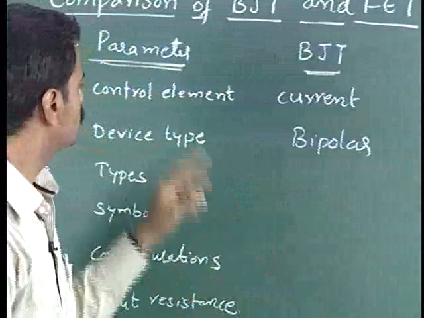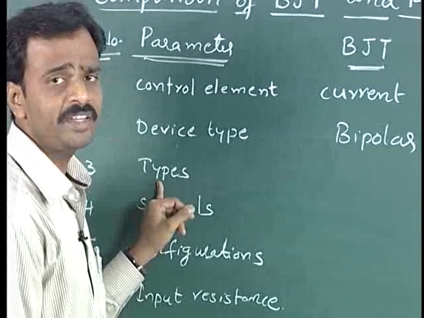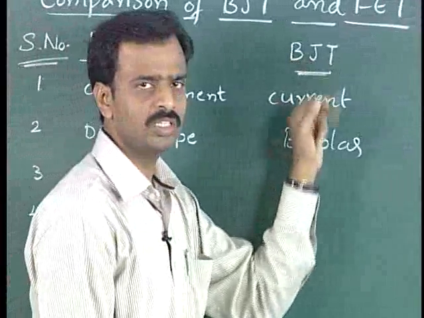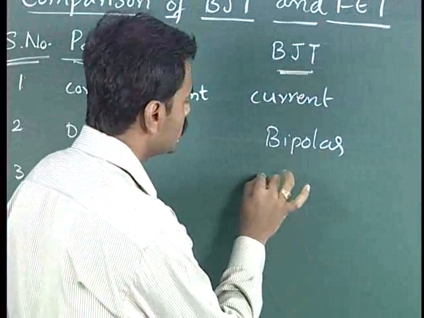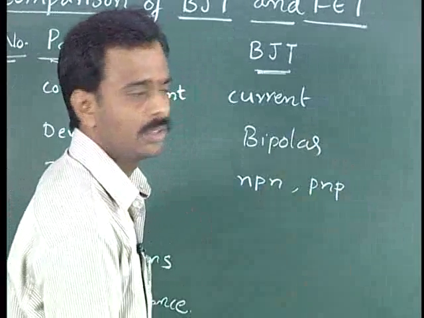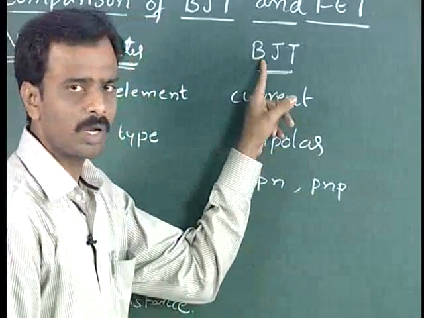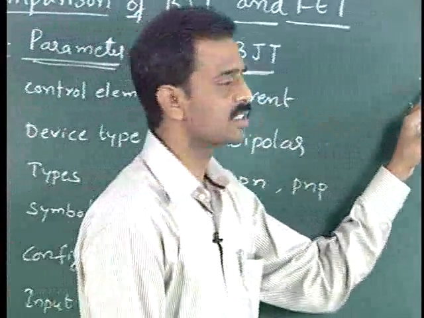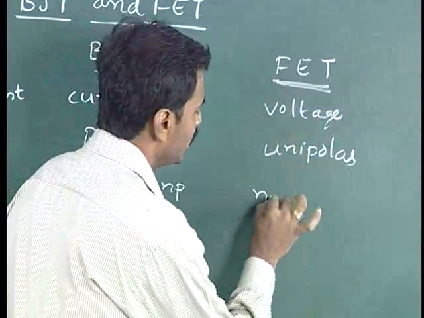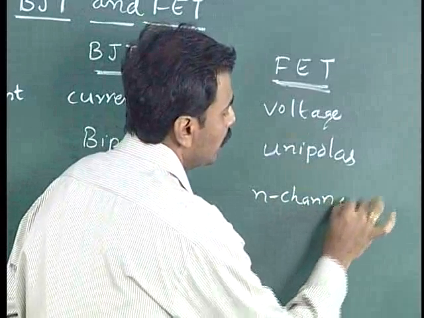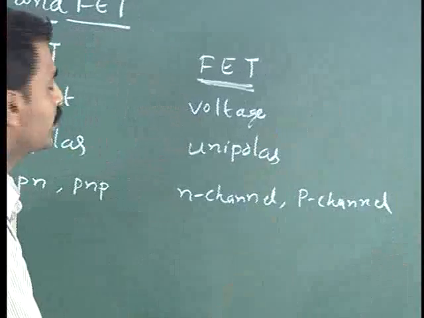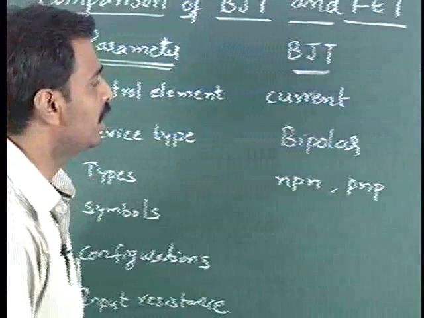Coming to the third parameter, types. How many types of BJTs and FETs generally occur? As we know, in the case of BJTs, we have two types, NPN and PNP. Similarly, in the case of field effect transistors, there are also two types, named N channel and P channel. These are the different types occurring in BJTs and FETs.